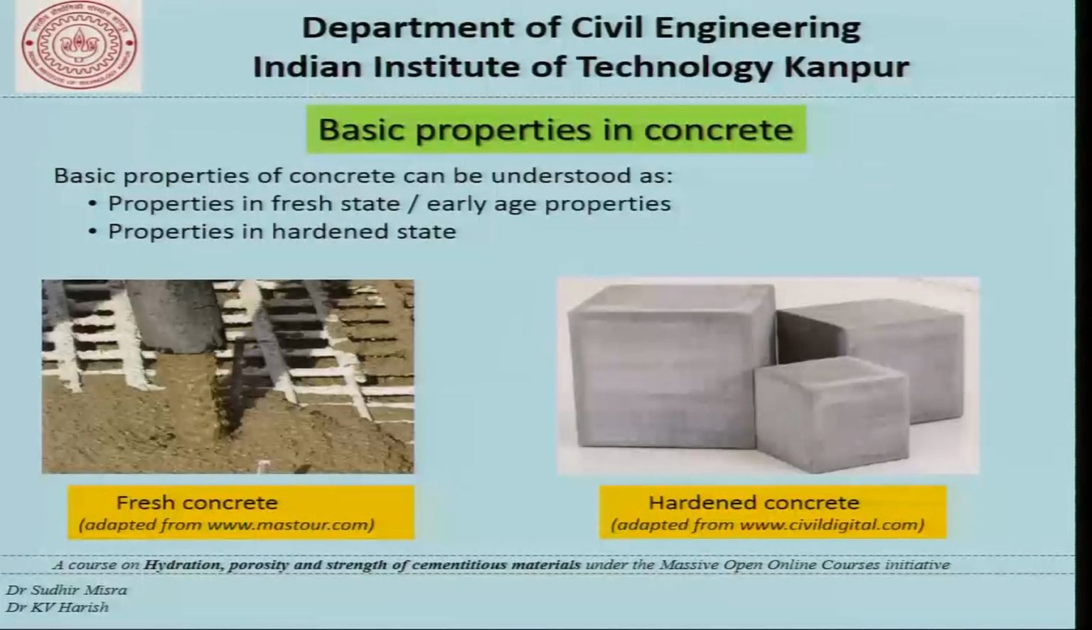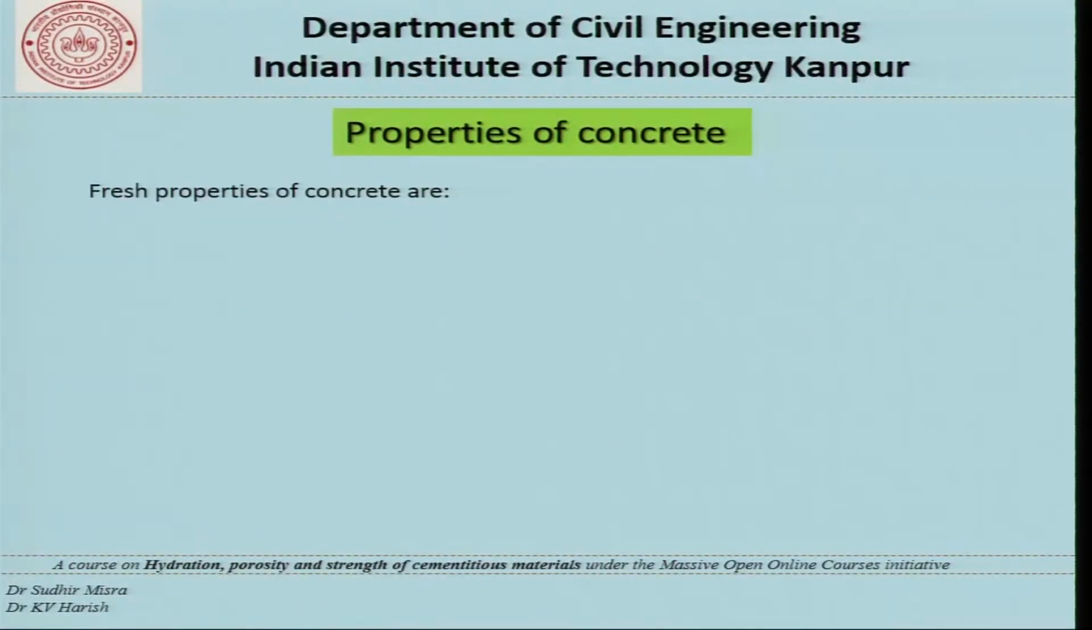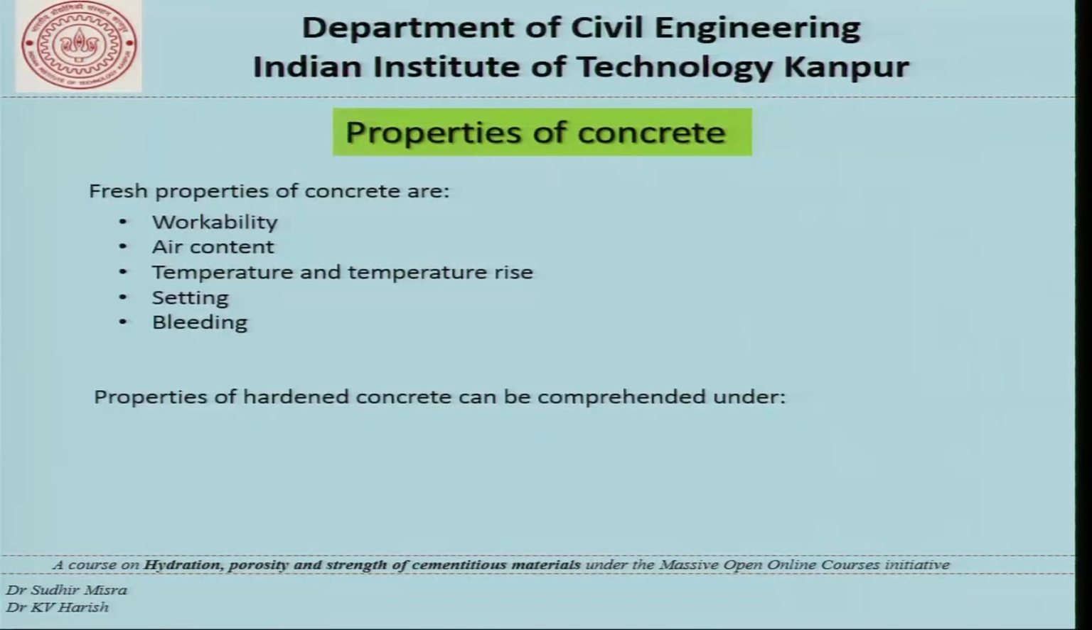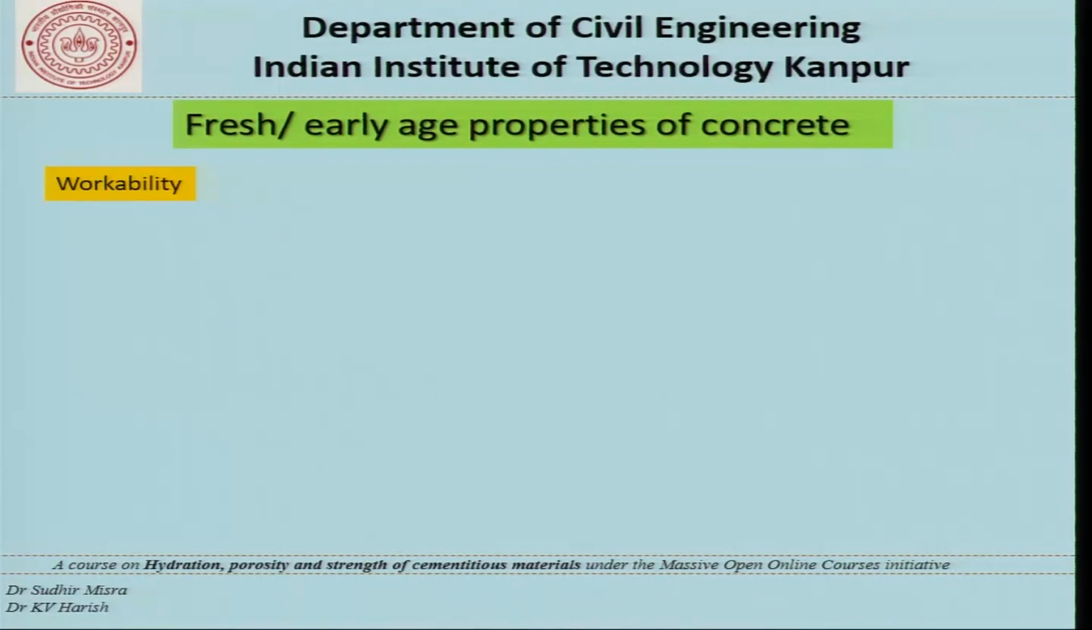Now, how do we characterize the concrete in the fresh state and the hardened state is the discussion of the properties. So, in the fresh state, the properties that are of relevance and importance to us are workability, air content, temperature and temperature rise, setting and bleeding. In the hardened form, we can talk of properties which could be related to strength and the durability of concrete. Now let's look at some of these properties one by one.